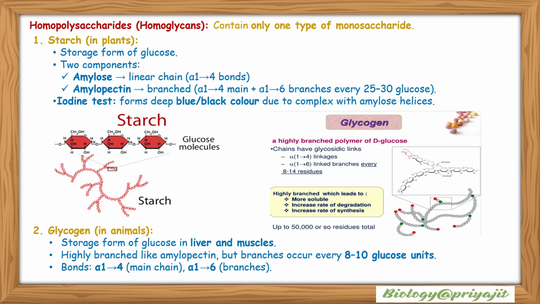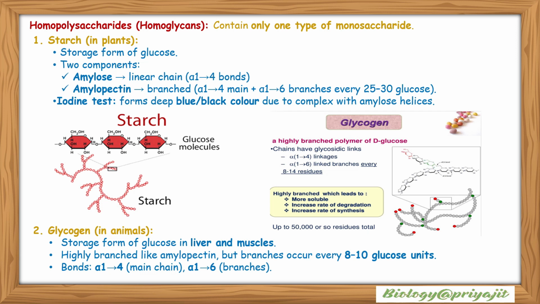We have already discussed the first one, starch, found in plants. It is the storage form of glucose. It has two components, amylose and amylopectin. Amylose is a linear chain structure with alpha 1,4 bonds, and amylopectin is a branched chain. Alpha 1,4 main chains and alpha 1,6 branches are present every 25 to 30 glucose residues. Iodine test: it forms a deep blue or black color due to complex formation with amylose helices. Starch is formed by the formation of glycosidic bonds between glucose molecules.